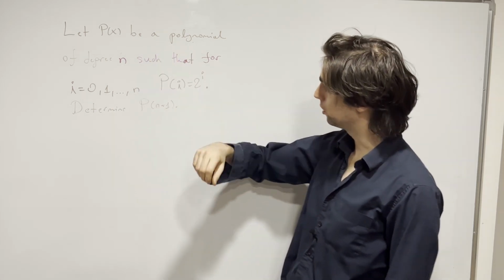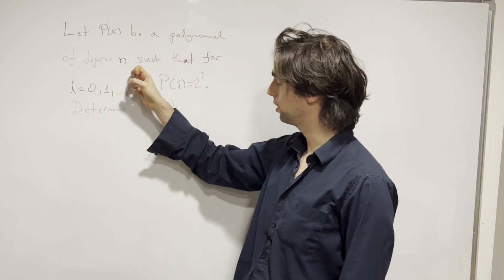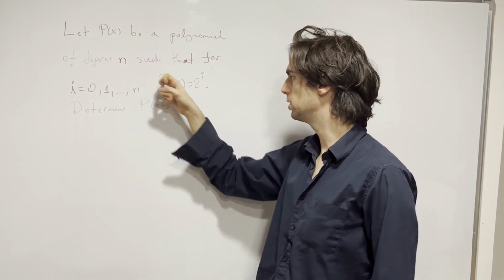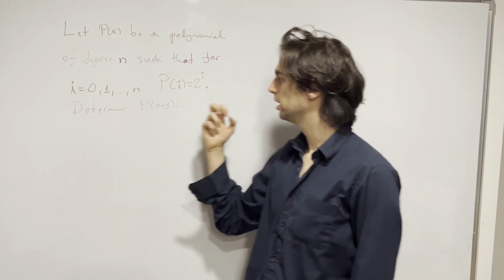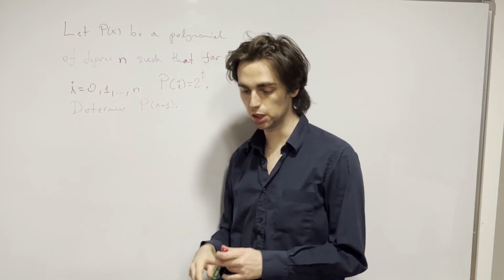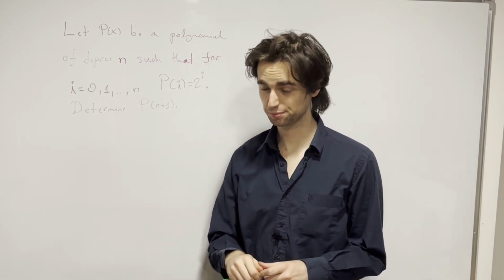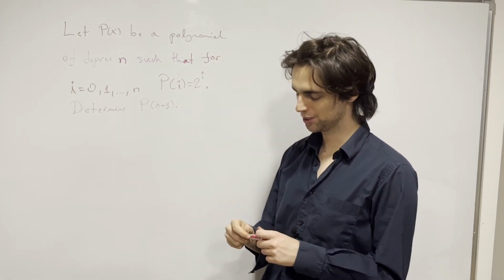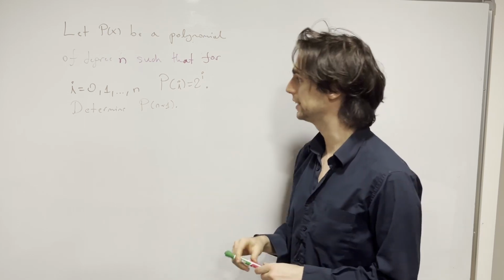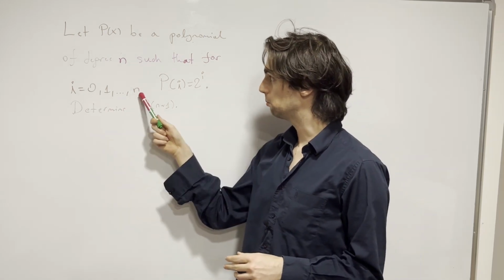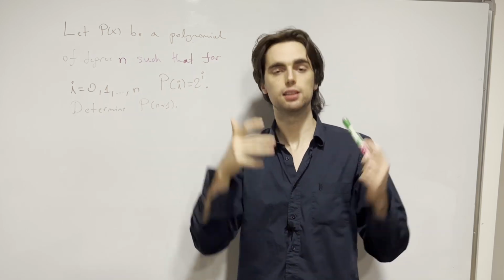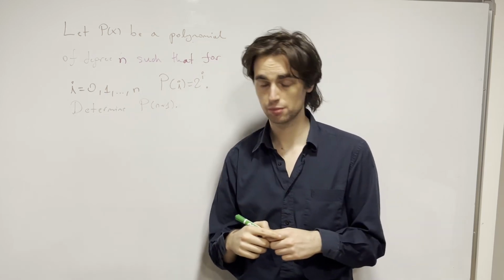So p of x is a polynomial of degree n, such that for i's 0 through n, p of i is 2 to the power of i. Determine p of n plus 1. Right? So there is the technical way saying that if I have n plus 1 points defined in a polynomial, that uniquely defines a polynomial.